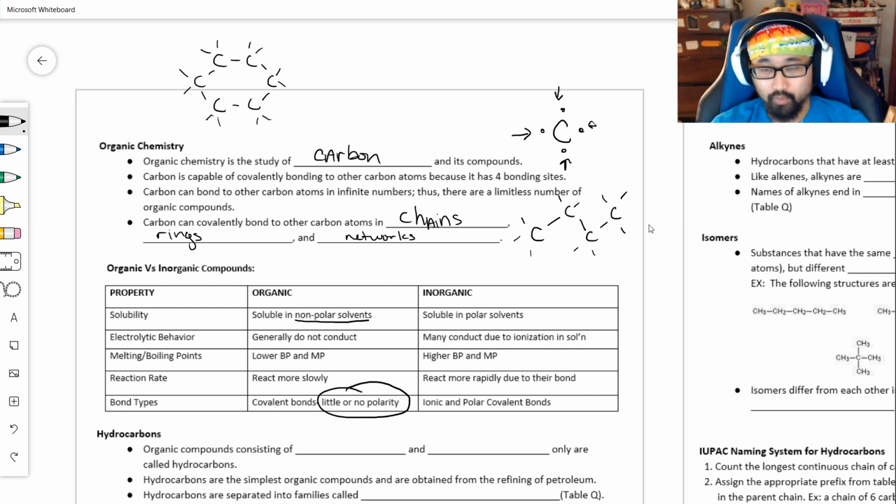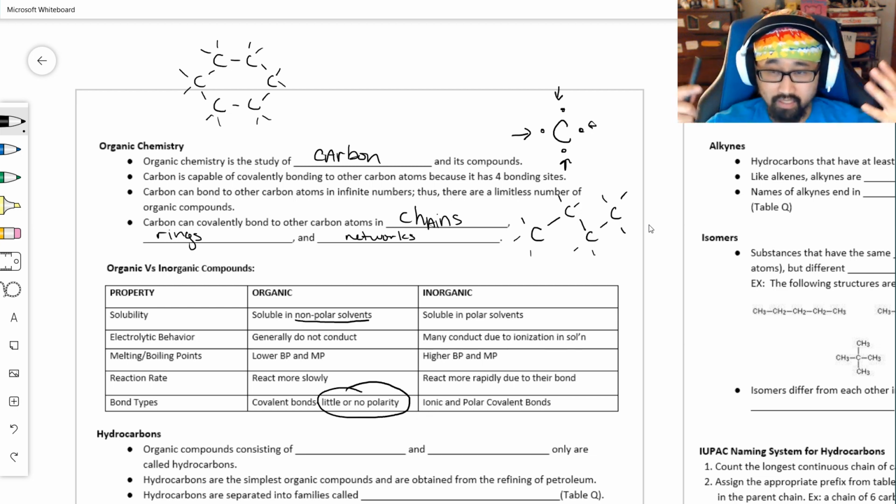Because there's little or no polarity, when they bump into stuff, they don't have a really good reason to bump into stuff. They don't have a reason to be attracted to or repelled from things, so they're going to react more slowly. The biggest one to remember for organic compounds is that they have little or no polarity, and that gives you kind of all of the other pieces.